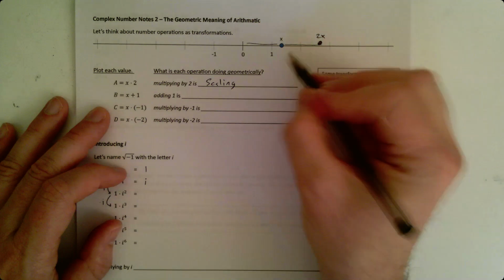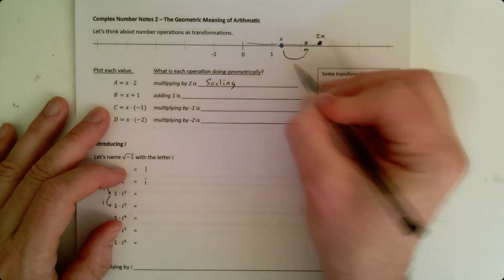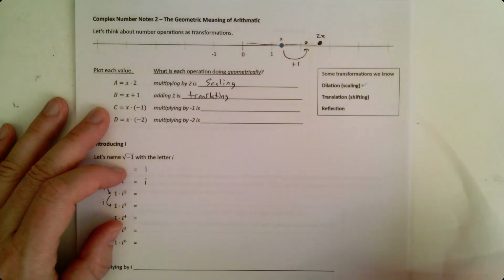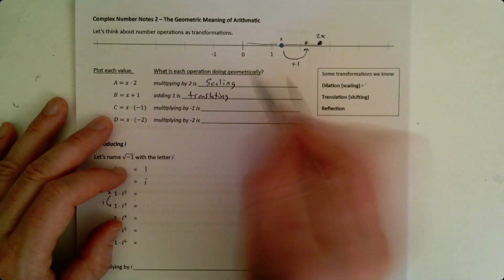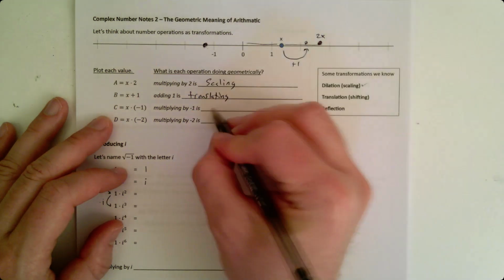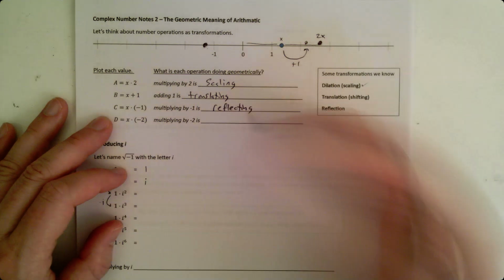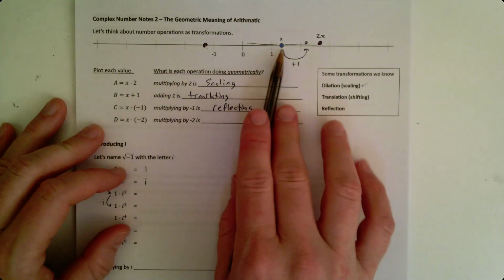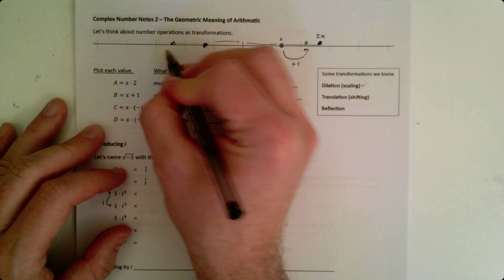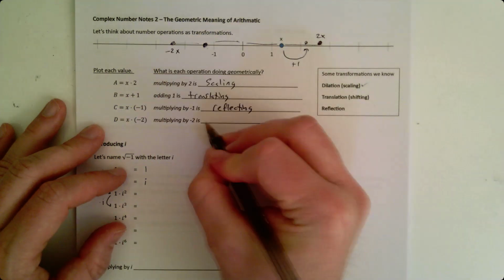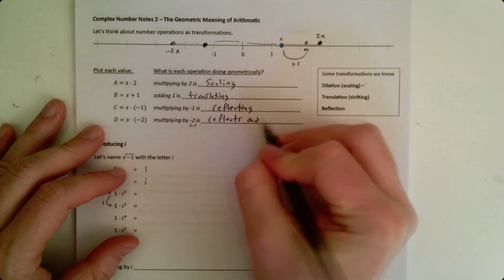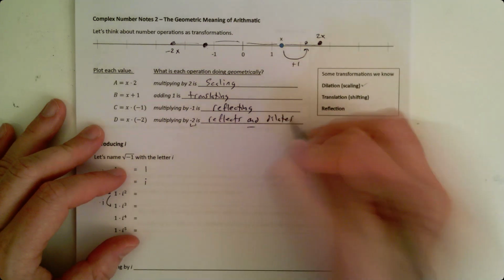If I add 1 to x to end up here, that seems like that's translating, because I'm shifting it over. If I multiply x by -1, this x kind of bounces over to this side, and that seems like it should be reflecting. If I multiply by -2, it reflects over into the negative area, and then I stretch it after that. So here's where -2x would be approximately. So multiplying by -2 actually does two things. It reflects and dilates or scales.